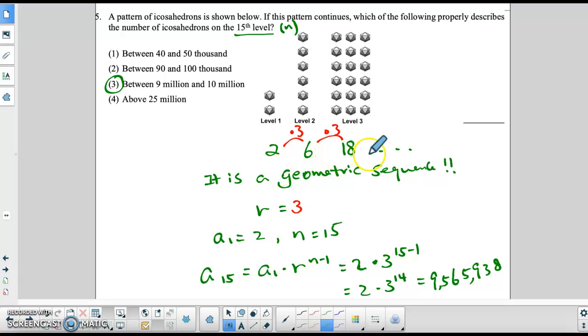You may notice this is a geometric sequence. Why? Because you multiply by the same number to get the next one. So r equals 3. So list it. a1 equals 2. n, how do I know it's 15? Because it's level 15, so n equals 15. Well, we know the formula: a15 equals a1 times r to the n minus 1. Substitute. That's it.